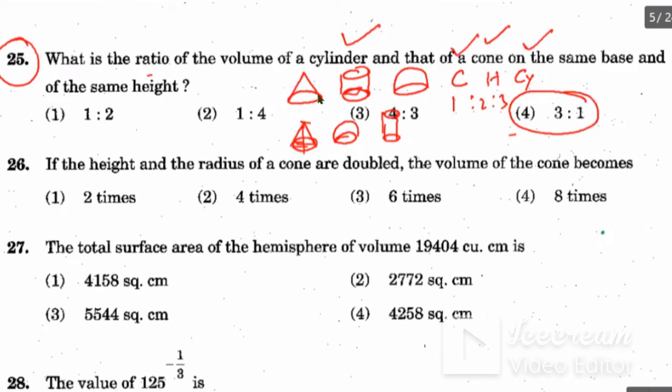The cylinder is bigger than the hemisphere, and the cylinder is bigger than the cone. This is the cylinder, and with the same height and base, if you draw the cone, this is the cone. The volume of the cone is equal to 1/3 of the volume of the cylinder. So the answer is 4.